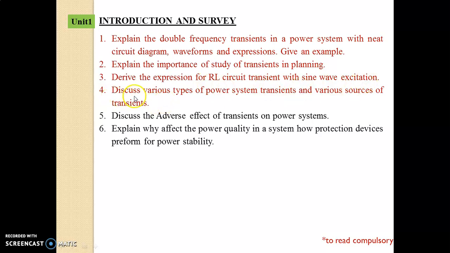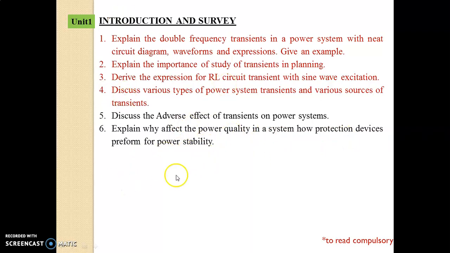Fourth one, discuss various types of power system transients and various sources of transients. Fifth one, discuss the adverse effect of transients on power systems. And the sixth one is how the transients affect the power quality in a system and how the protection devices perform for power stability.